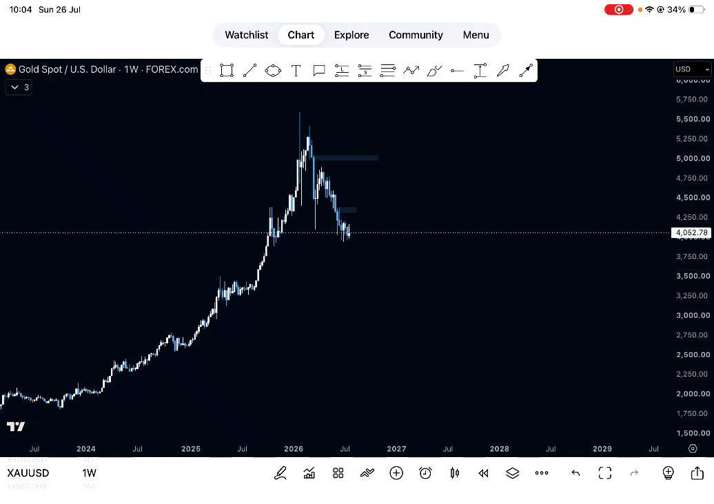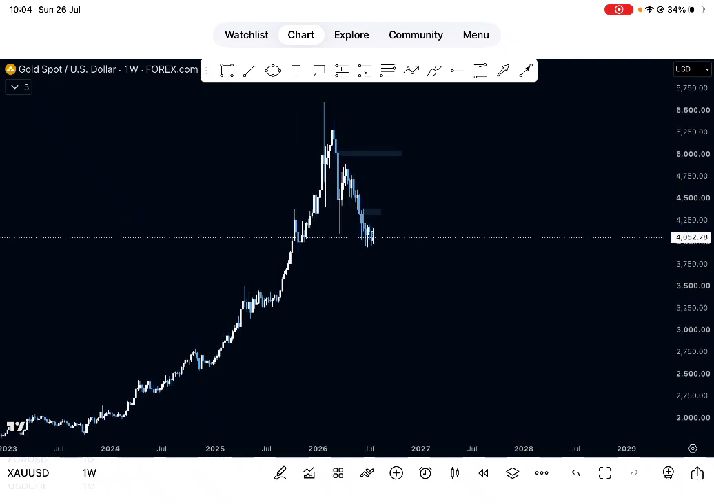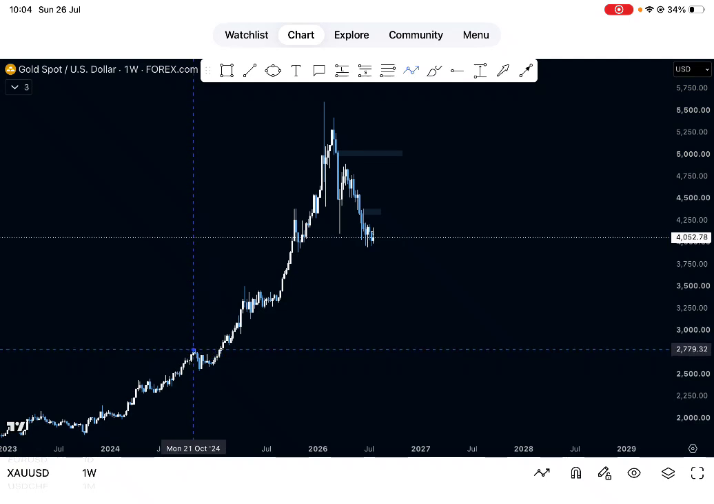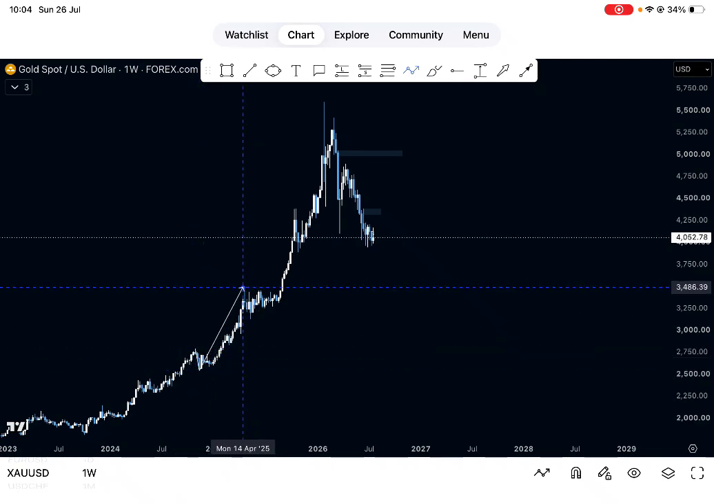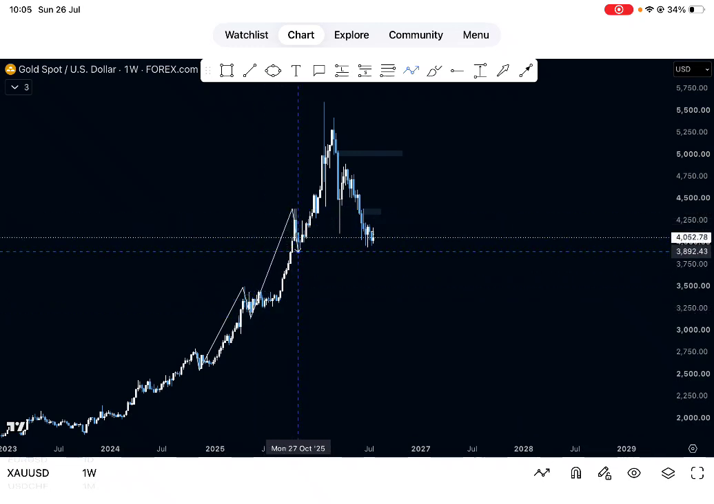Then when you go over to the weekly, it is still bullish, very clear. Very clear. So we won't take much time here.